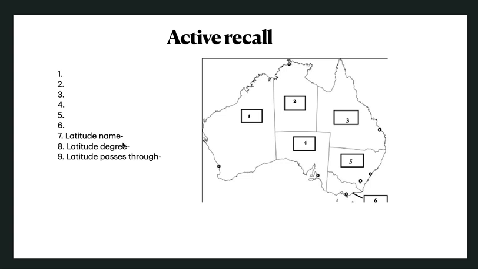And now the seventh one, the latitude which passes through 1, 2, and 3 is the Tropic of Capricorn, and the latitude degree is 23 and a half. The latitude passes through 1, 2, and 3, that is Western Australia, Northern Territory, and Queensland.